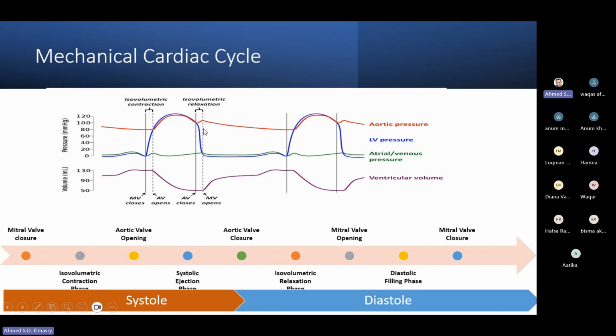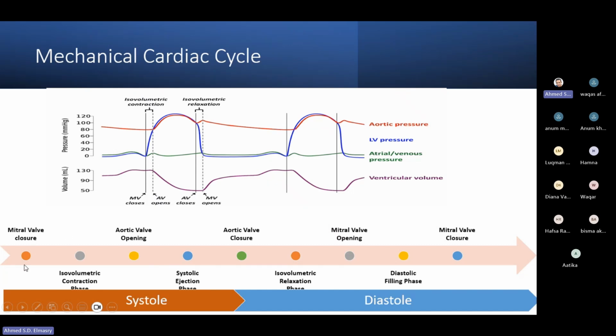And after the end of the isovolumetric relaxation phase, the mitral valve will start opening, where the left ventricle will start filling with the blood to start the ventricular diastolic filling in order to fill the left ventricle with the blood.